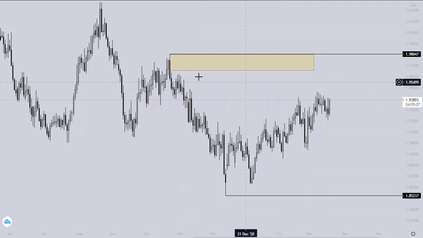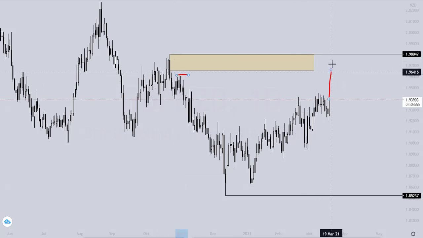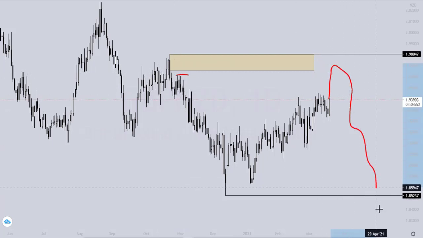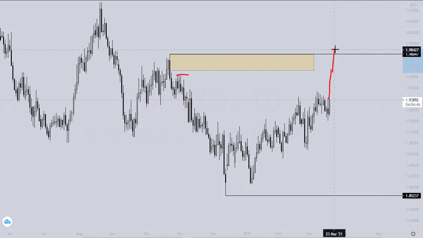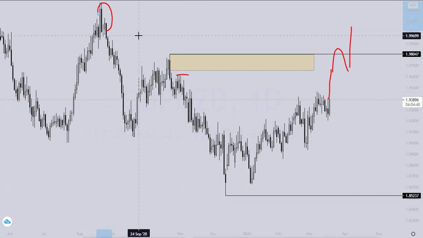I'm expecting GBP to do what? To come all the way here and take out this FTR, failure to return structure, and then the market will start dropping again. This is what I believe. But if price breaks this level, we may have some form of structure, and we can start considering this range again.